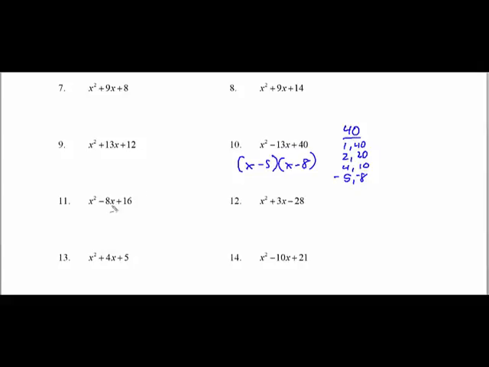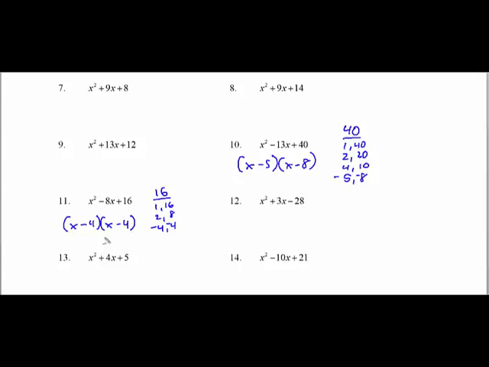Number 11 is similar to number 10, looking for two numbers to multiply to make positive 16 and add to make negative 8. Well, the options here are pretty limited. So out of all these examples, which one makes the negative 8 in the middle? And it would be this final pair, the negative 4, negative 4. So here's my answer, x minus 4, x minus 4.